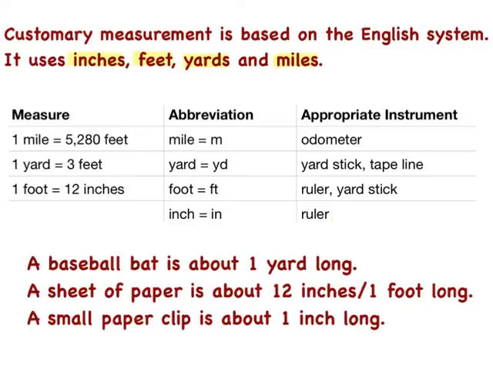Here are a few examples of the units of measurement. A baseball bat is about a yard long. A sheet of paper is about 12 inches, which is also 1 foot long. And a small paper clip is about 1 inch long.